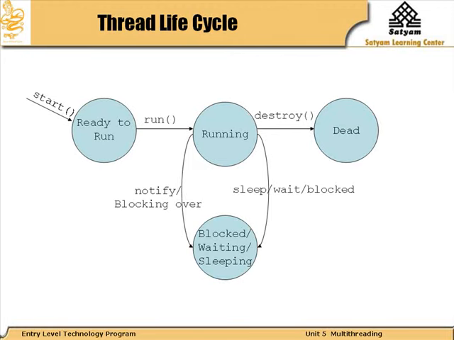Thread lifecycle. Once I create an object of class Thread and invoke the start method, the thread initializes itself and enters the ready state. Once the thread gets the CPU time, it moves to the running state, from where it may enter blocked, waiting, or sleeping states. On completion of the execution, it enters the dead state, which is much like your process states.